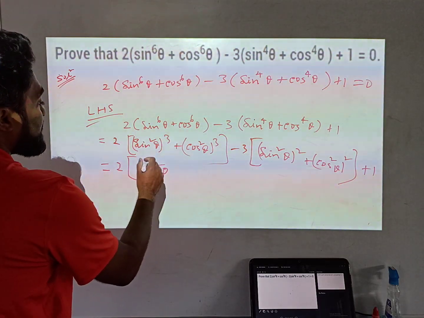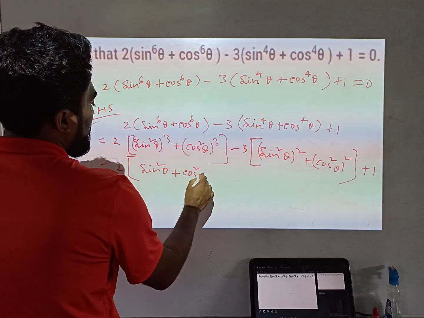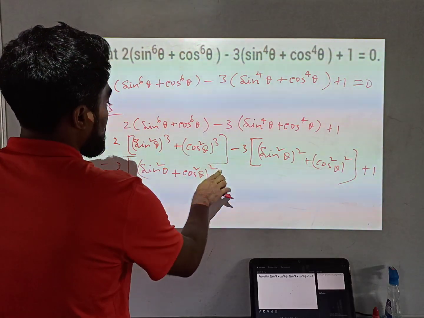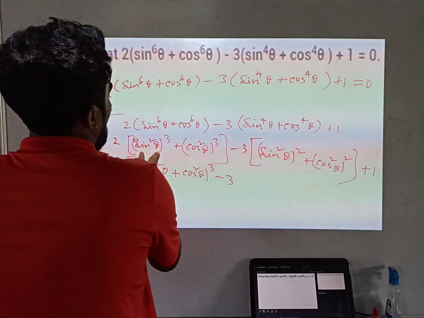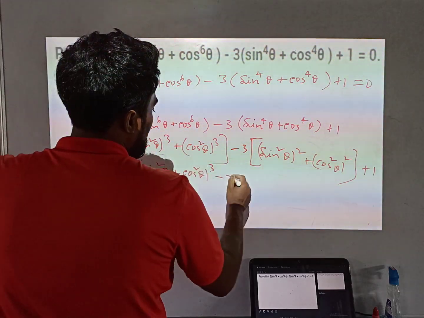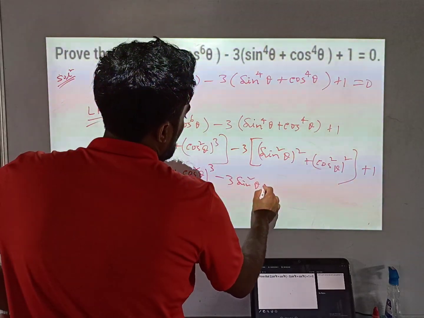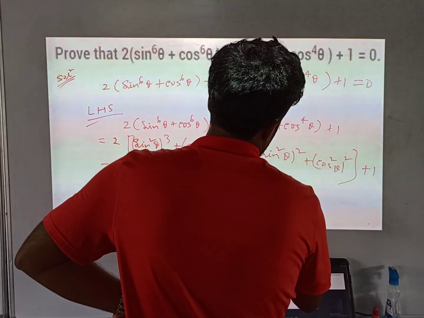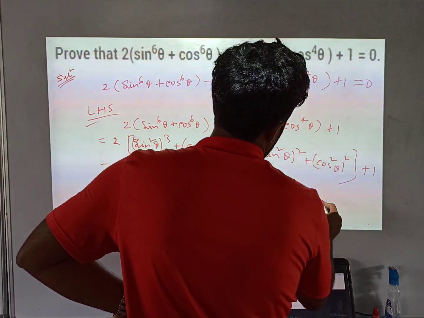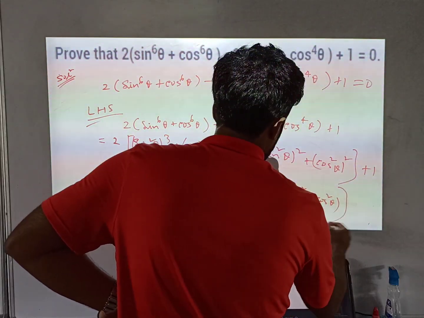So a cube plus b cube, that is (a plus b) whole cube minus 3 into a into b, that is sin square theta cos square theta, into (a plus b), that is sin square theta plus cos square theta. Okay, this is the first part.